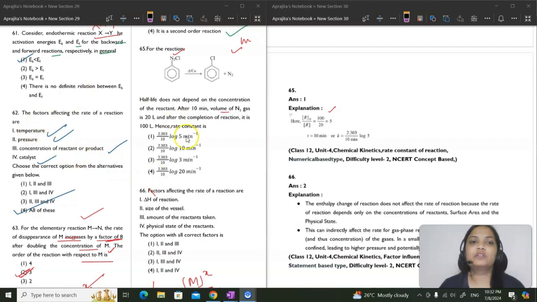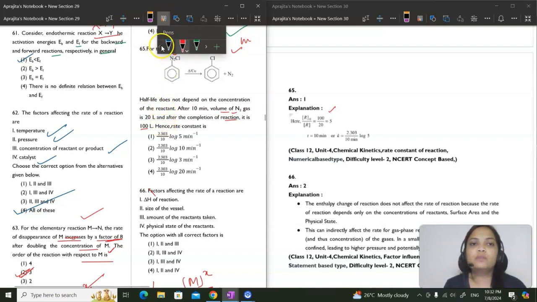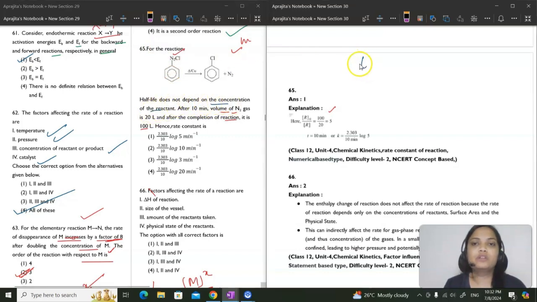So students, the next question is, for the given reaction, half-life does not depend on the concentration of the reactant. After 10 minutes, volume of nitrogen gas is 20 liters, and after the completion of reaction, it is 100 liters. Hence, the rate constant is. Okay, so in this particular question, we need to find out the order of this reaction first, then we can apply the integrated rate law. It is given that half-life does not depend on concentration of the reactant. So students, you know that the half-life for the first order reaction is 0.693 upon K. It does not depend on the concentration of reactant.